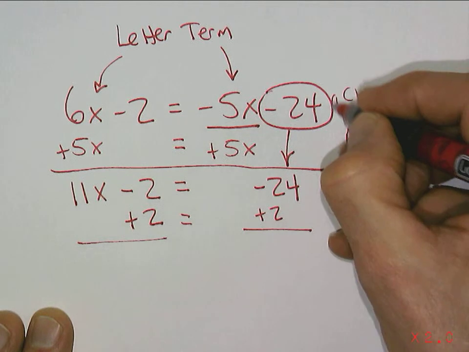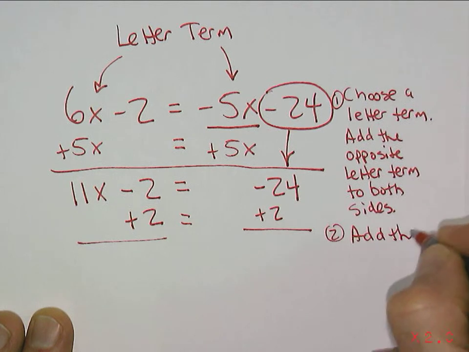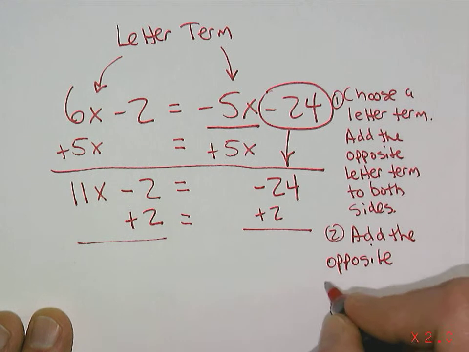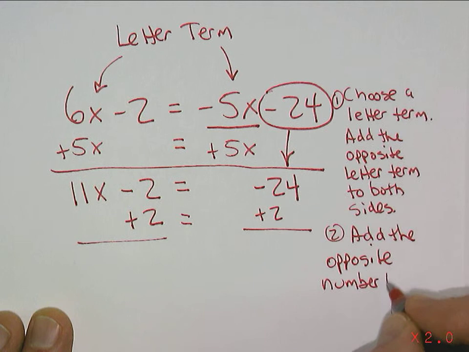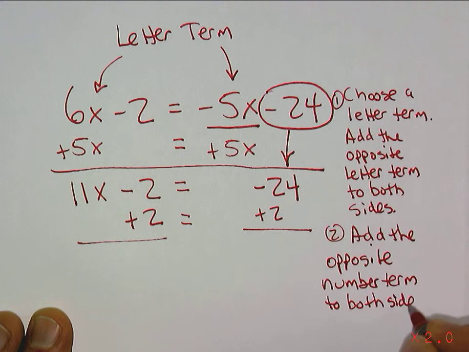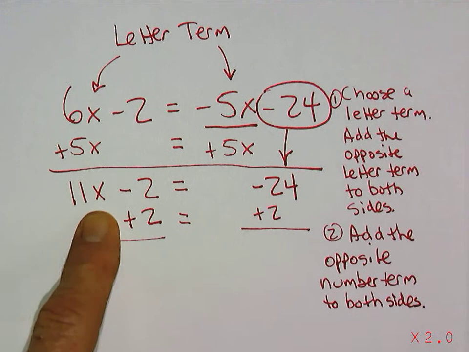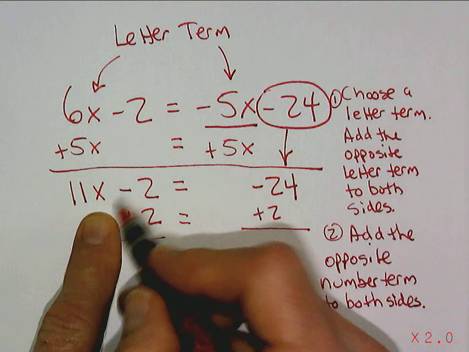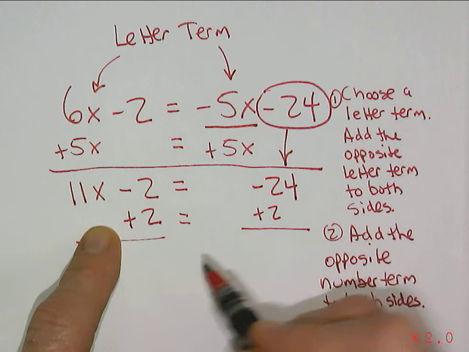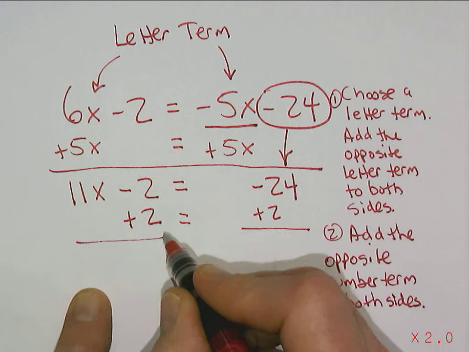So this was my first step. Now my second step is to add the opposite number term to both sides of the equal sign. The idea here is I'm trying to get x all by itself. I'm trying to get everything away from x. And so this negative 2 is over here with the x. I want it to go away. I want to really move it to the other side. Well, you can't just pick it up and move it. You have to use the additive inverse. A negative 2 and a positive 2 make 0.